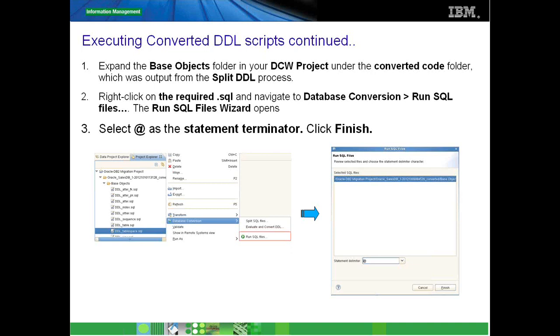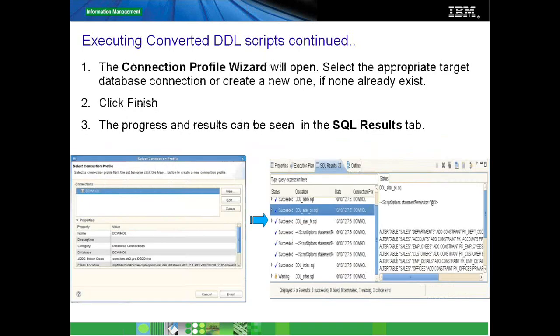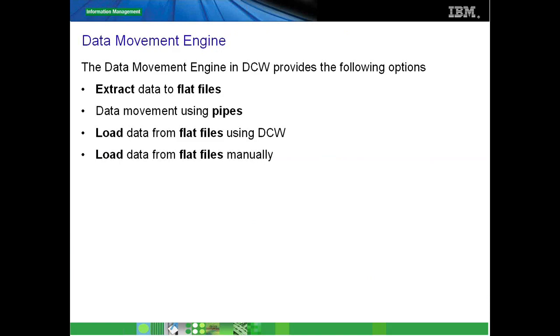So while running, there are two things that you need to remember. One is, again, the statement terminator that you need to choose, and the target database, because you're eventually going to run that on the DB2 database. So you need to establish a connection with the DB2 database. So there is another wizard, the connection wizard, which will pop up. It will either have an existing connection, or you need to create one by clicking on the new button. Once you do that, you establish the connection with the database, and you just say finish, on which the SQL file which was generated gets executed on the target database which is selected.